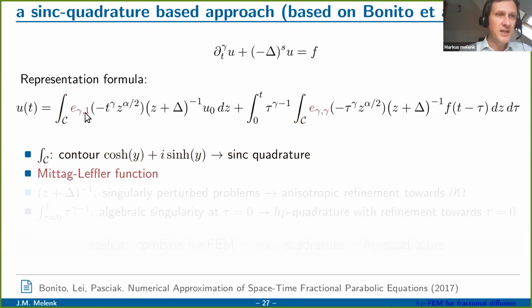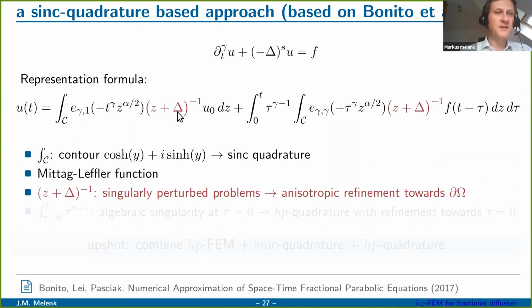Then we have here these objects E gamma 1 and E gamma gamma. Those are Mittag-Leffler functions, so entire functions explicitly known. So in a way, they are under control. The next object here is the (z plus Laplace) raised to the -1. These are, of course, elliptic solution operators for elliptic problems. And the choice of the contour here is such that these lead to singularly perturbed problems. So when we discretize this elliptic solution operator, we use the techniques that we've seen before. Anisotropic refinement towards the boundary is the key thing.